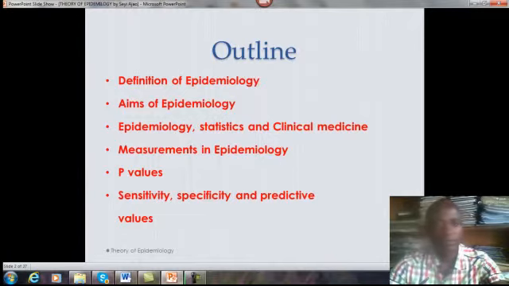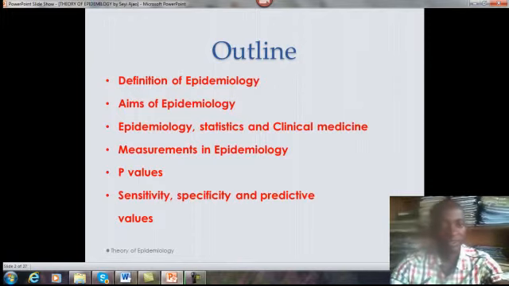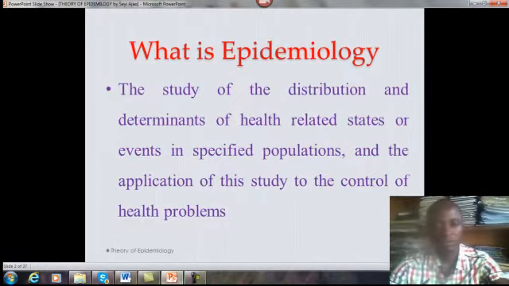Following this up now, I'll be able to cover these topics. If I'm not able to cover all, it will be in another series. Definition of epidemiology, aims of epidemiology, statistics and clinical medicine compared, measurements in epidemiology, then what are p-values? Sensitivity, specificity, and predictive values.